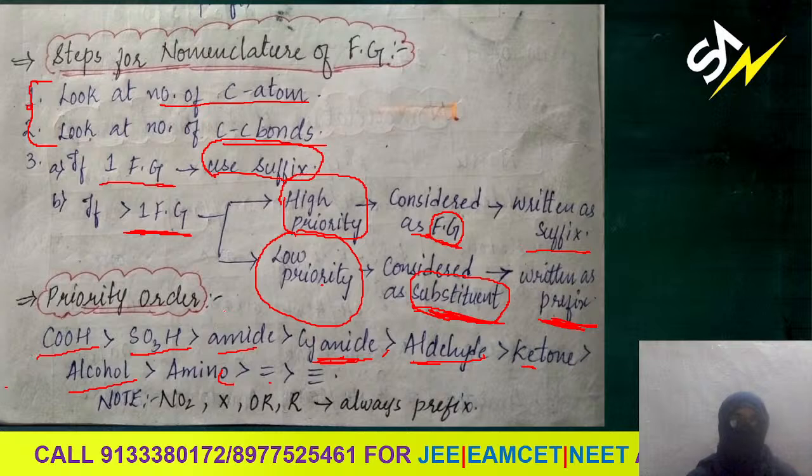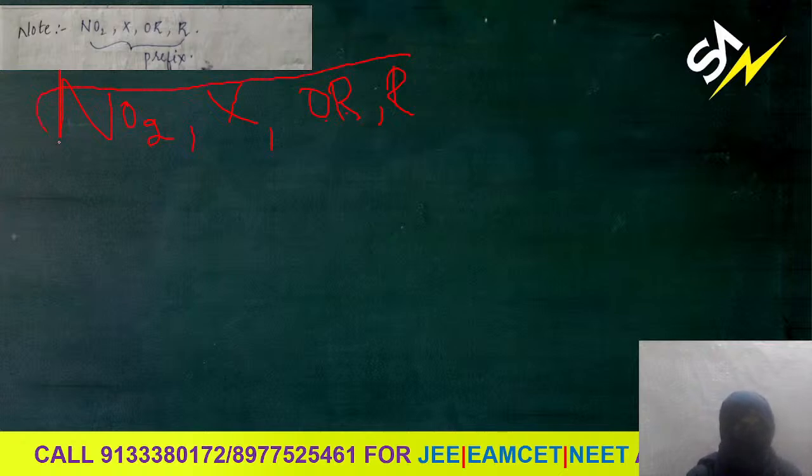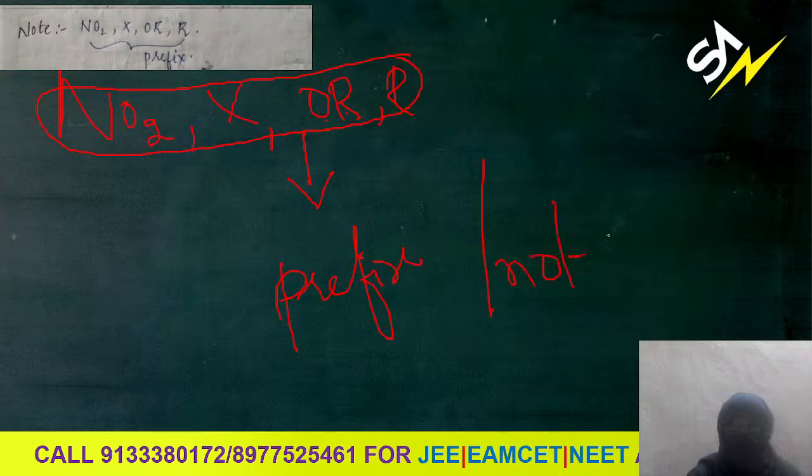Now you will be thinking that ma'am has written only a few in the list and left the others out of the order. So we have a note. The note is: whether NO2, halogen, OR, that is attached to oxygen, or R group, all these 4, wherever they come alone or with any other functional group, will always be prefixes. They cannot be suffix. So NO2, halogen, OR group, and R group are always prefixes. They cannot be suffix.